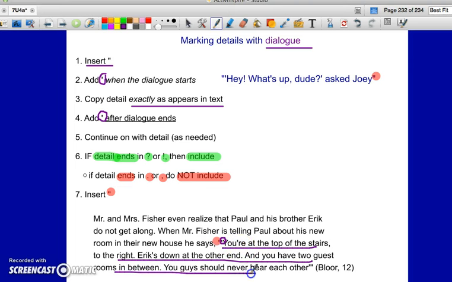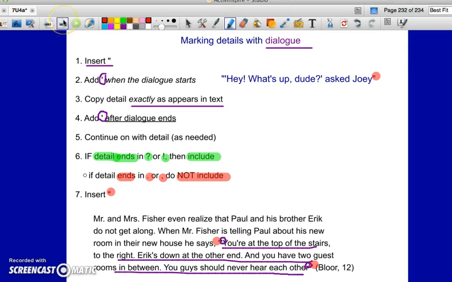This is all Mr. Fisher talking, and that's it. That's all I decided to include. So I have one single apostrophe where the dialogue ends, and then I have the double quotation, which, sorry, you can't really see that, after, to show I'm totally done with my detail. So I hope that's helped you with marking your details with dialogue.